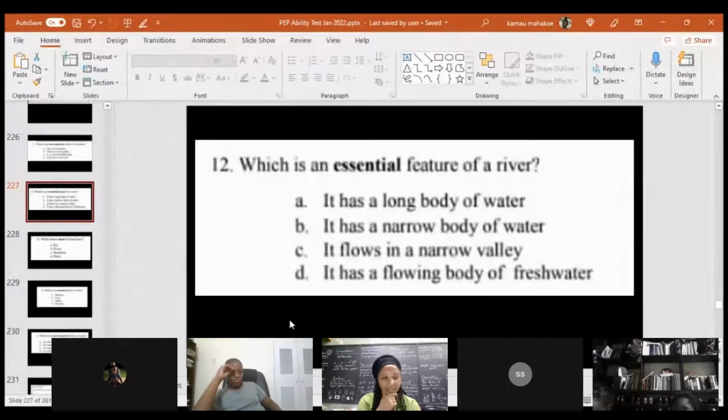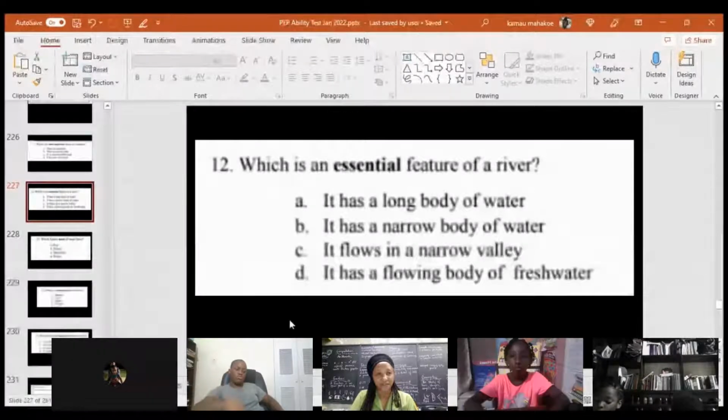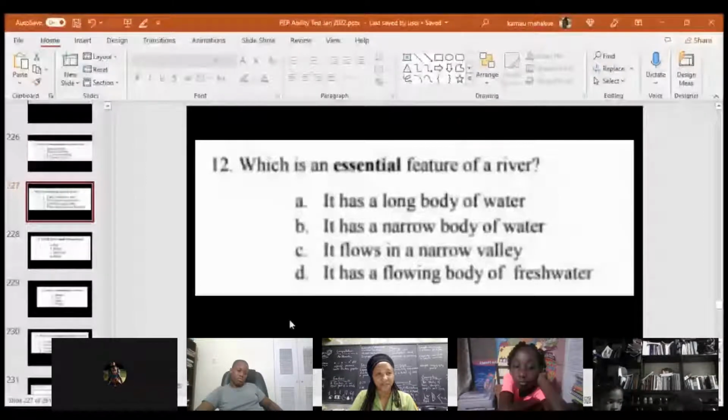All right, so what say you, Shalicia? Which one most definitively tells us what a river is? Not that the others don't come close, not that they don't say something about a river, but one definitively tells us what a river is. A flowing body of fresh water. D.